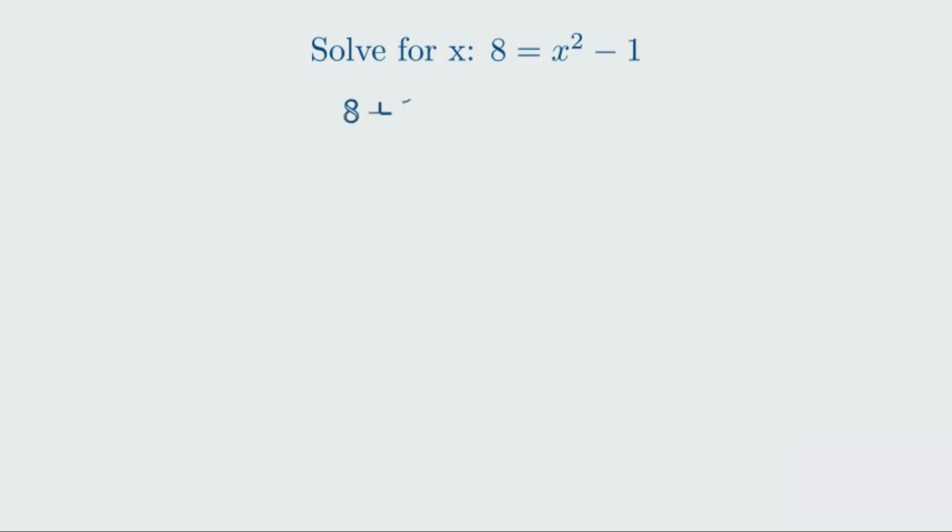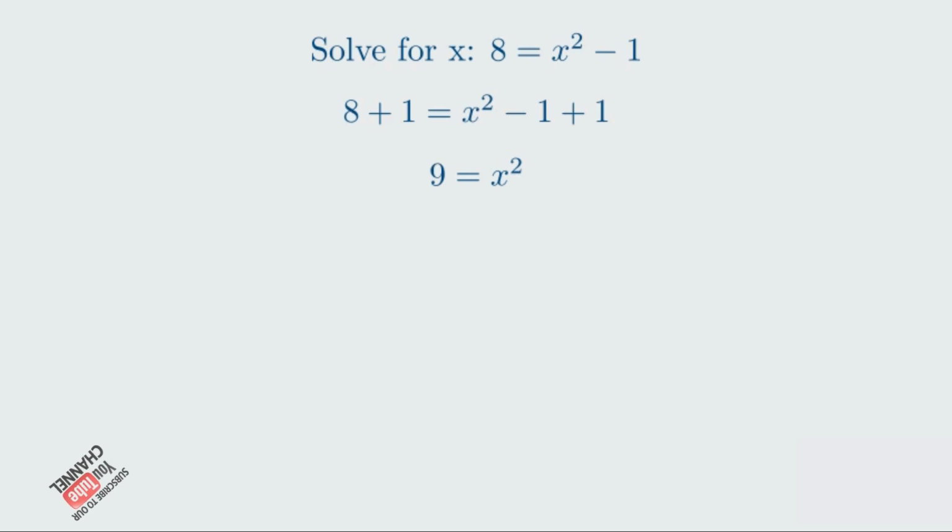If we add 1 to both sides, we get 8 plus 1 on the left and x squared minus 1 plus 1 on the right. This simplifies to 9 equals x squared. Now we need to find the value of x that, when squared, equals 9. To do this, we take the square root of both sides.